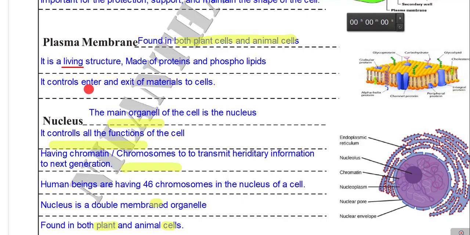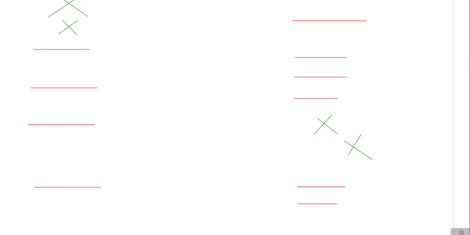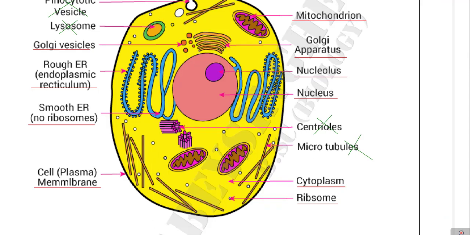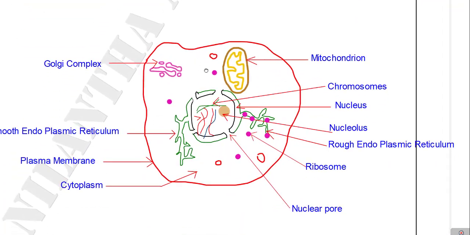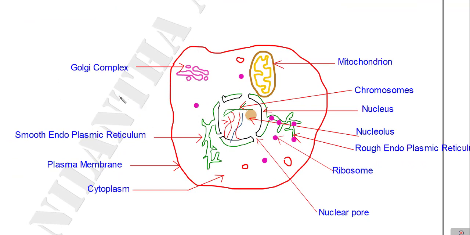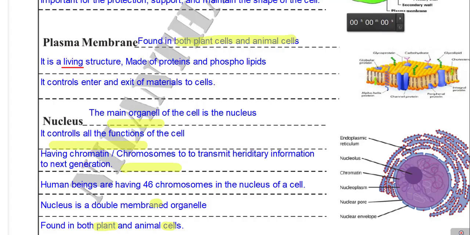It controls the entering and exiting of materials of the cell, because you can understand, children, many things are coming and going to a cell. To a plant or animal cell, many things are coming, right? Oxygen is coming into the cell. From the cell, carbon dioxide is going out, and water is coming into the cell. Sometimes water is going out from the cell. Some nutrients are coming into the cell. Waste materials like urea and ammonia are coming out from the cell. It controls that incoming and outgoing. That's one thing, right? It controls entry and exit of materials of the cell.